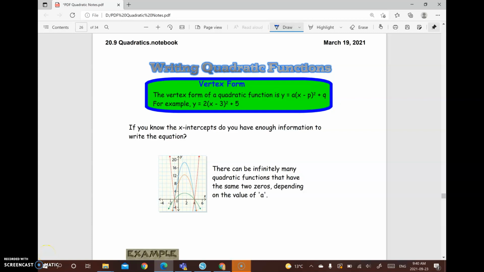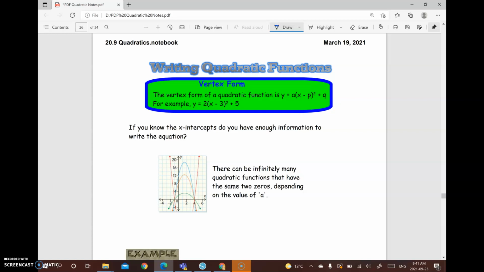In this video, we're going to look at writing quadratic functions. With our vertex form, the vertex form of a quadratic function is y equals a times x minus p squared plus q. If you know the x-intercepts, do you have enough information to write the equation?